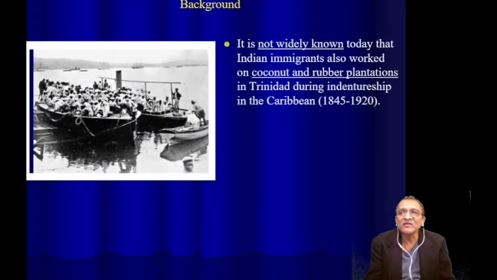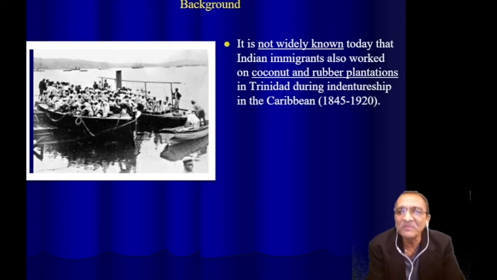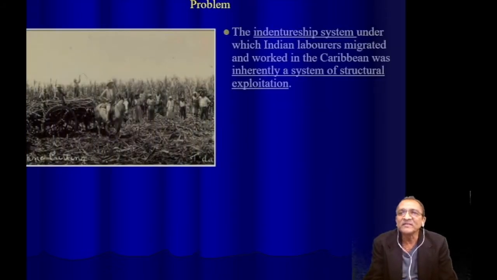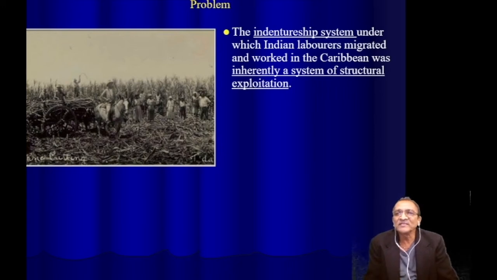So this is the background. It is not widely known today that Indian immigrants also worked on coconut and rubber plantations in Trinidad during indentureship. The problem statement is that the indentureship system was inherently a system of structural exploitation.